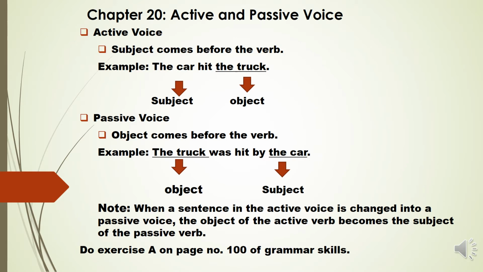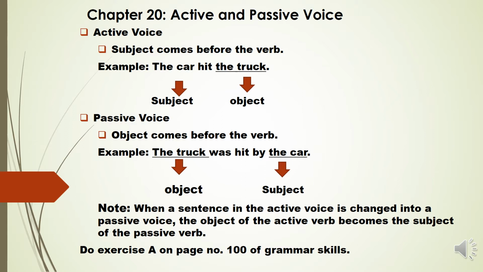Students, there are two ways of writing or saying the same sentence. One is known as active voice, second one is known as passive voice. In active voice, subject comes before the verb. I'll give you an example. The car hit the truck. In this sentence, the car is the subject and the truck is the object. Hit is the past form of the verb.